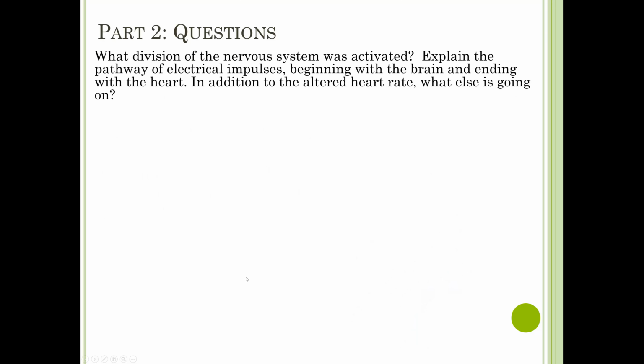So let's start off by looking at the pathway of information. And again, we are focused on the sympathetic division this time. We looked at the parasympathetic division last time. Now we're going to focus on the sympathetic division, which is the one that would be activated if you're frightened.